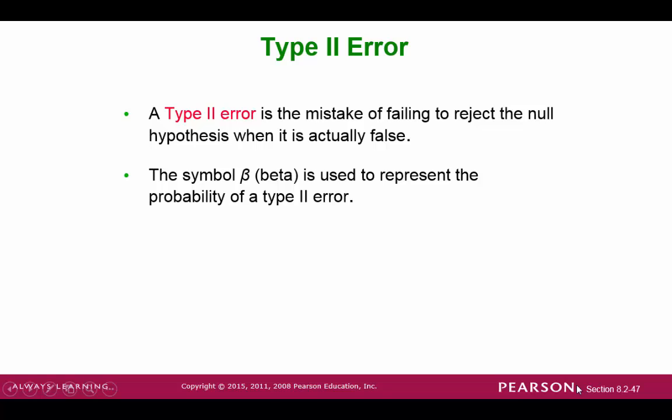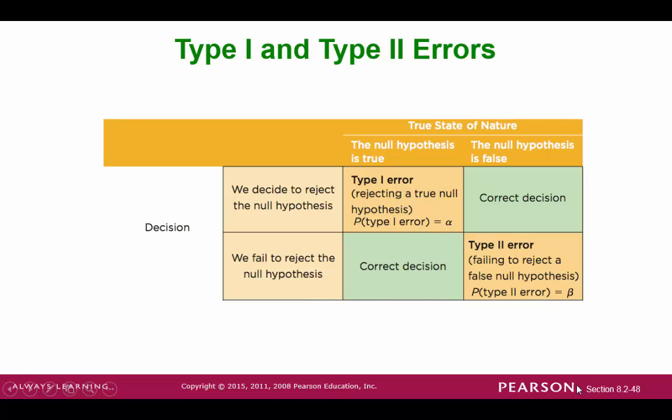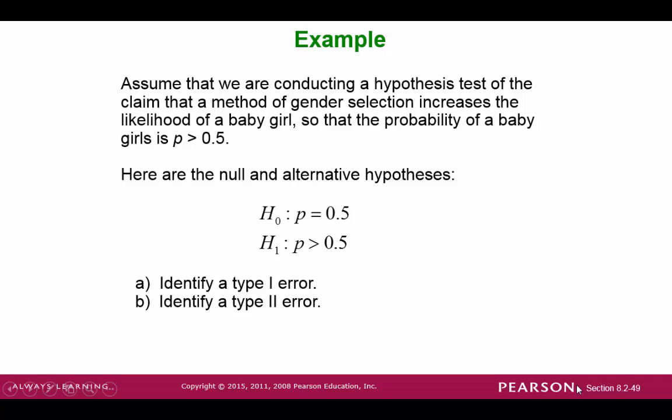A type 2 error is an error of failing to reject the null hypothesis when it's actually false. And so here's a nice table that describes the type 1 and type 2 errors. Let's take a look at our example, and let's backtrack to the very beginning, assuming we didn't know our conclusion. Identify the type 1 or type 2 errors that could happen here.